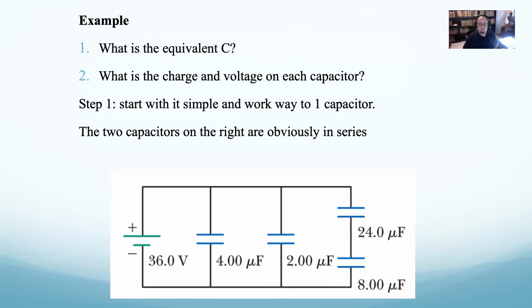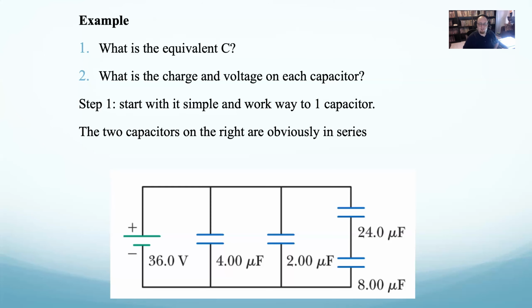And so I can say, okay, what's the equivalent capacitance of those 2? 1 over the equivalent capacitance is 1 over 24 plus 1 over 8. I could use a calculator, but I didn't bother. I said 1 over 8 is the same as 3 over 24. Just did some math.